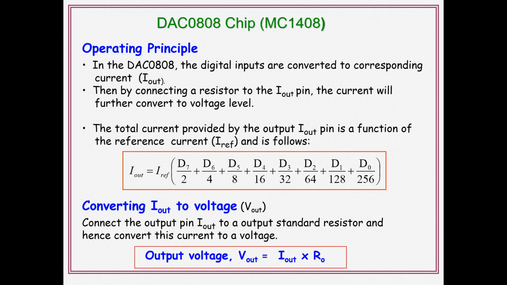For maximum inputs, assume that D0 to D7 is FF. In that case, we get I out equal to 2 milliamperes. That is multiplied with the resistance value. Usually the resistance value is 2.5 kilo ohms. In some cases, you can take 5 kilo ohms also. The normal value is 2.5 kilo ohms in most cases. So that is multiplied with 2 milliamperes, then we get 5 volts.